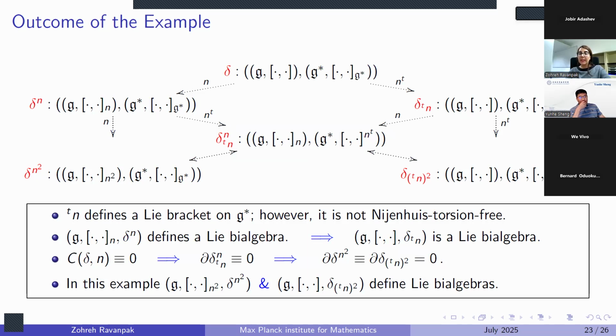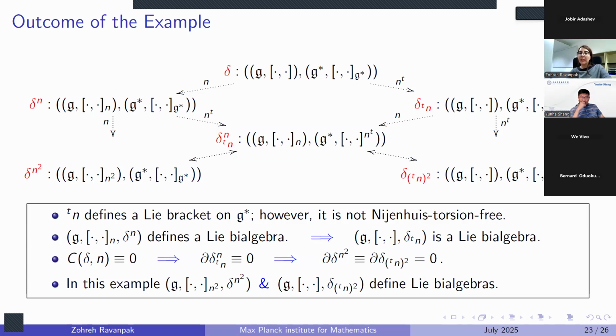Since N transpose in this example is not actually a Nijenhuis structure, it's not Nijenhuis torsion free, but N transpose deforms the bracket to a Lie bracket. It means that it's almost here. So here it's well defined. I mean that we are dealing with a pair of Lie algebras.